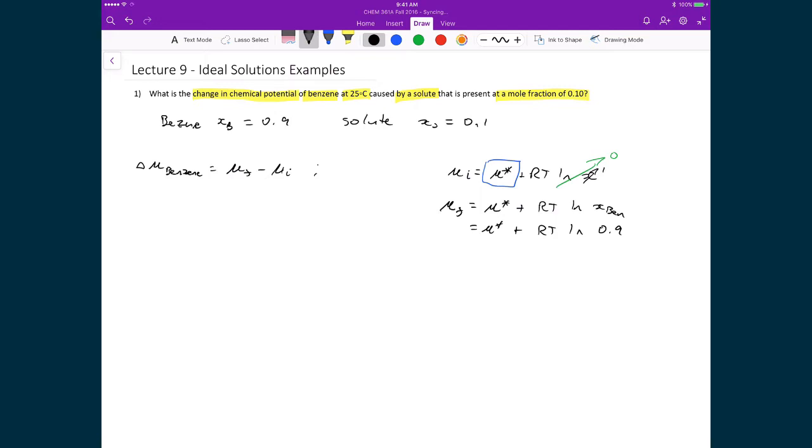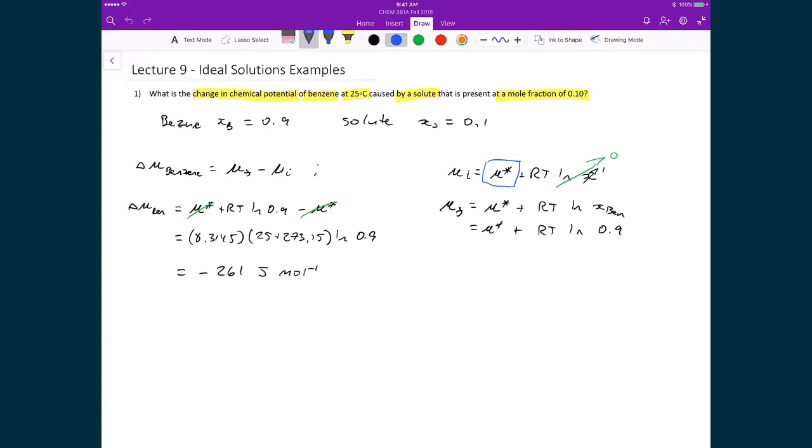Now if I put these two things together in my change in chemical potential of benzene, I have my final, which is the standard chemical potential of the pure benzene plus RT times the natural logarithm of 0.9. And to that, I'm going to subtract off the chemical potential of pure benzene. So now I can cancel out the chemical potential of pure benzene terms, and I will substitute in for R, 8.3145, times the temperature, 25 plus 273.15, times the natural logarithm of 0.9. And so in the end, what I get is minus 261 joules per mole.